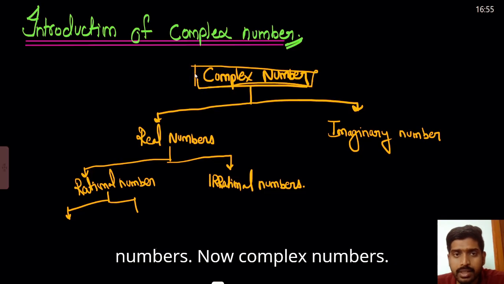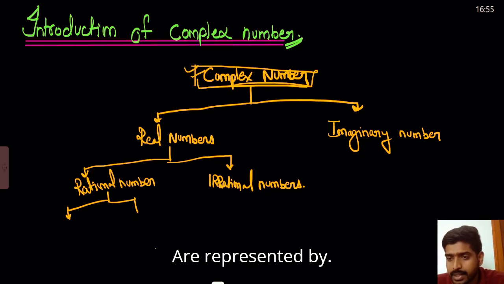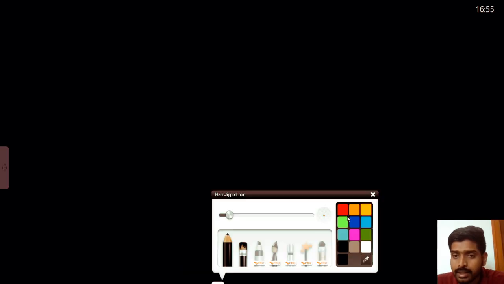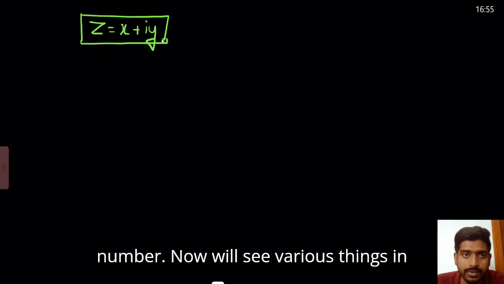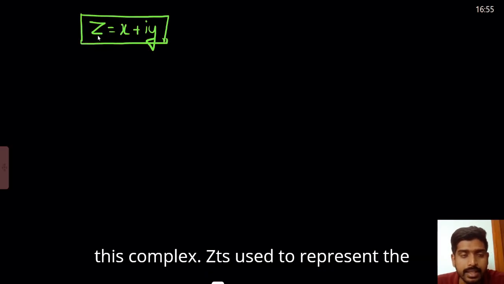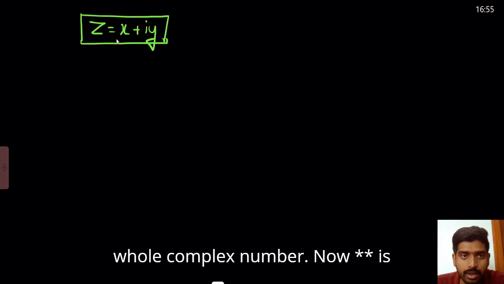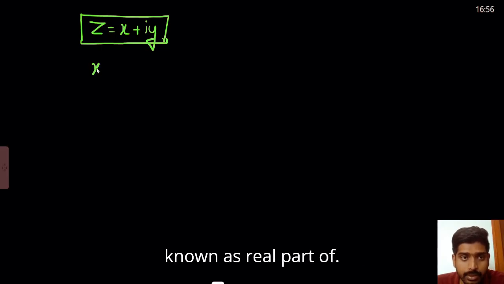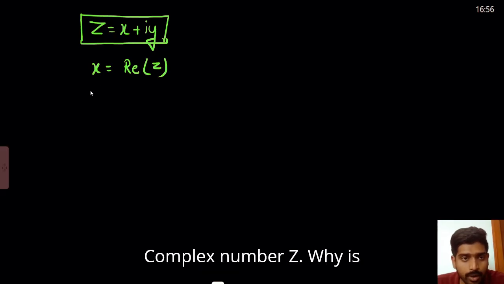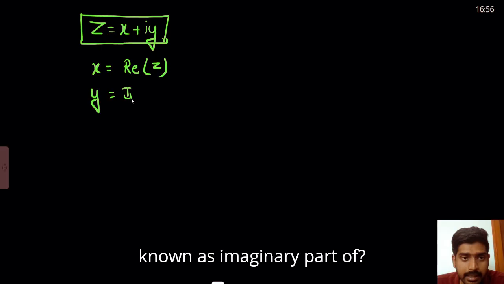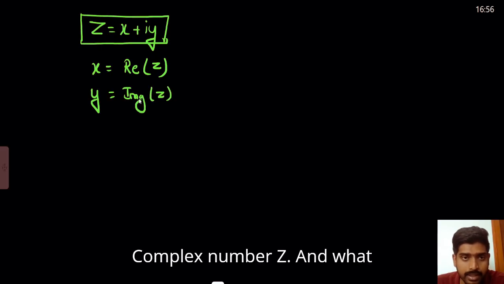Now, complex numbers are represented by z. Z is equal to x plus iota y. This is the representation of a complex number. Now we'll see various things in this complex number. Z is used to represent the whole complex number. Now x is known as the real part of complex number z. Y is known as the imaginary part of complex number z.